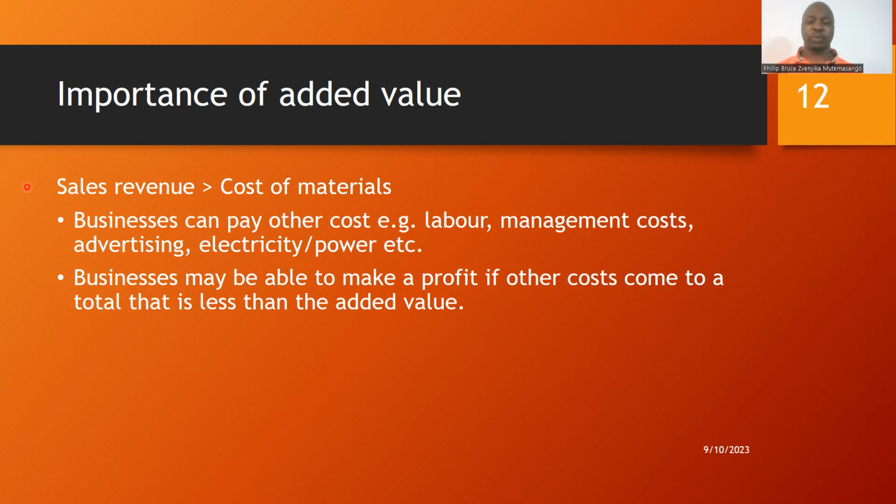So remember this, we calculate added value by saying sales revenue minus cost of materials. And if your costs of materials are lesser than the sales revenue, then we have what you call added value. In some texts, they simply say selling price minus the cost of bought-in materials. Then we have what you call added value. So how best can you increase this added value?